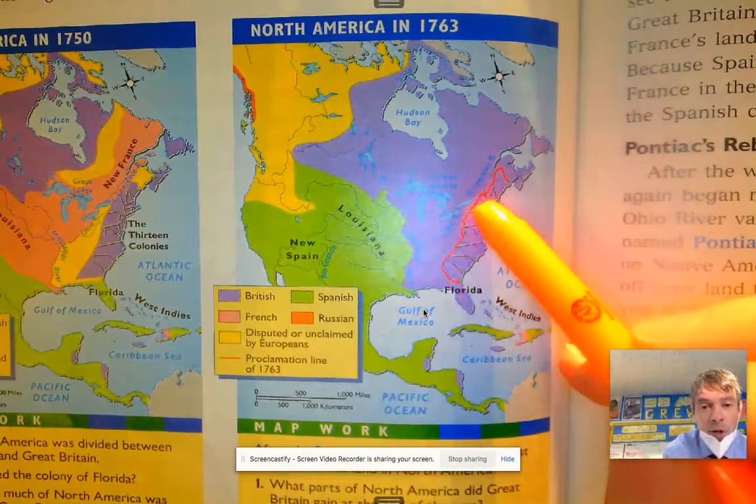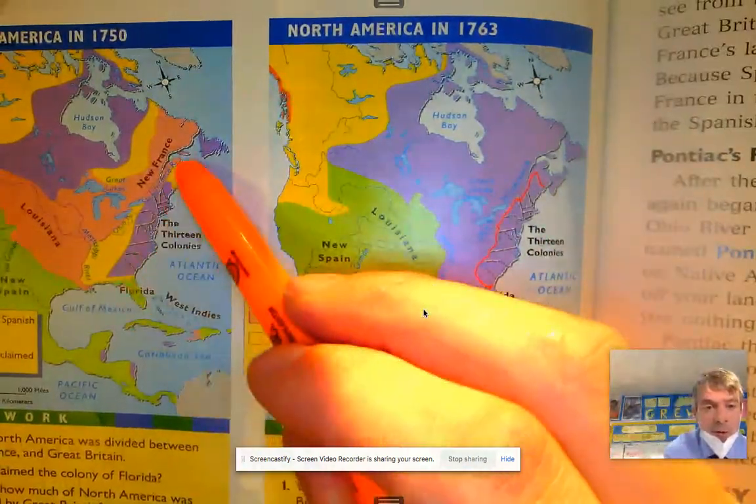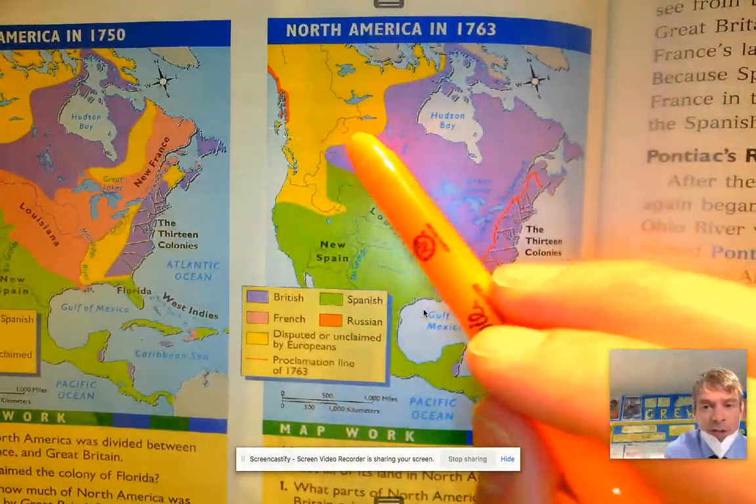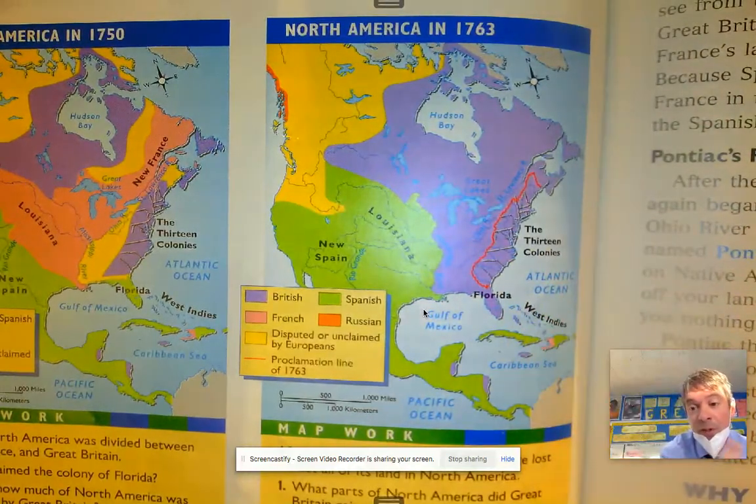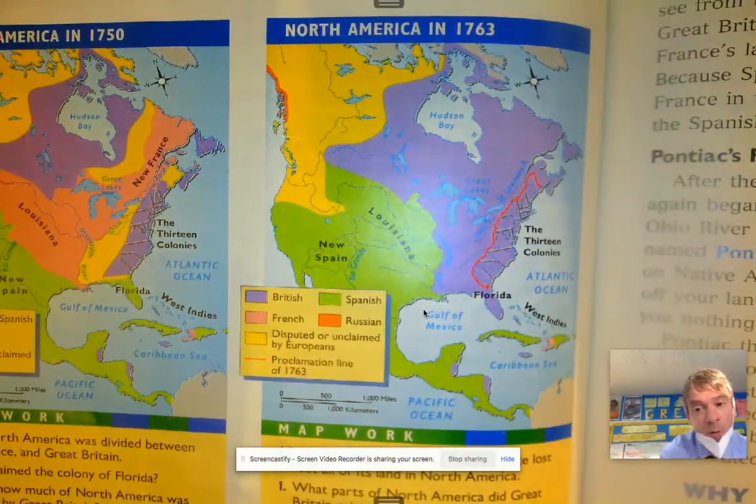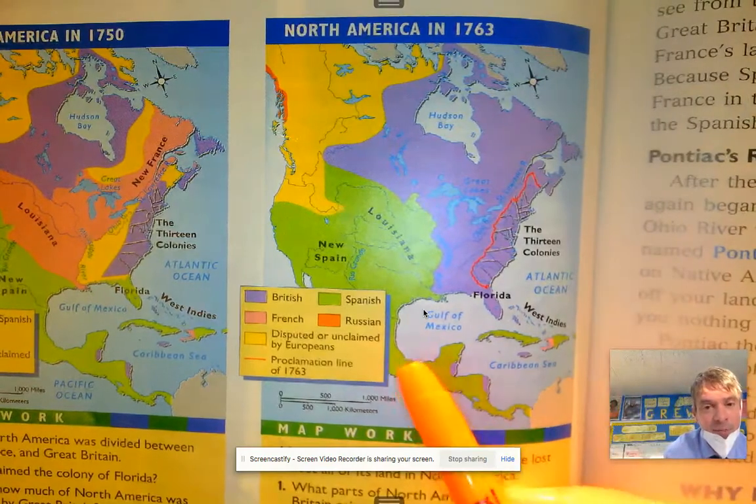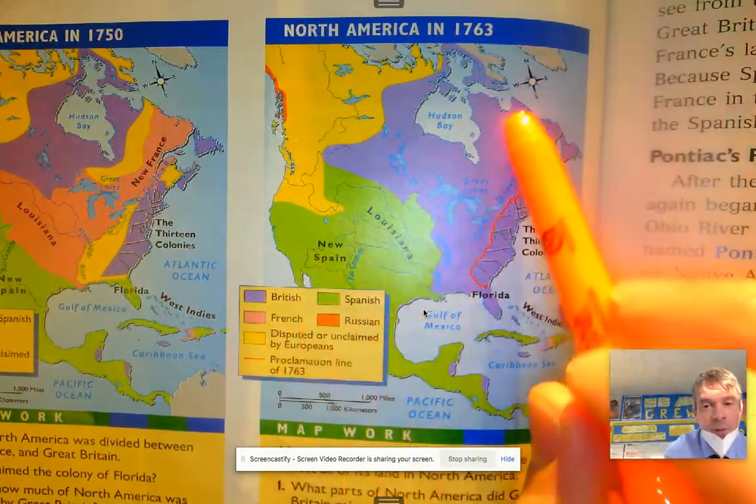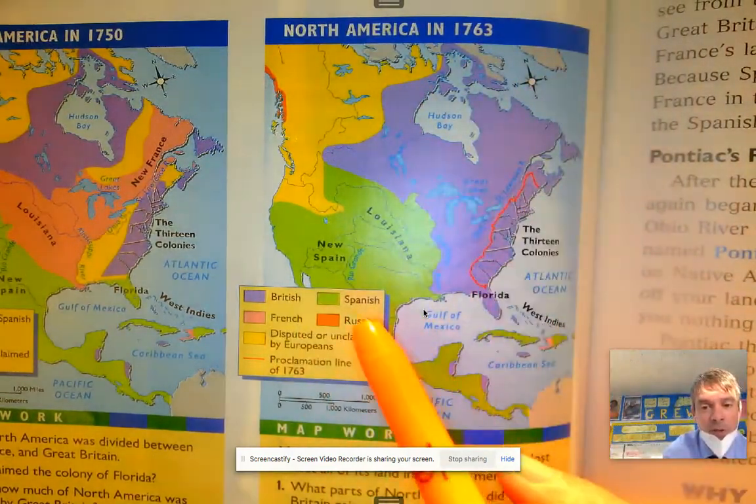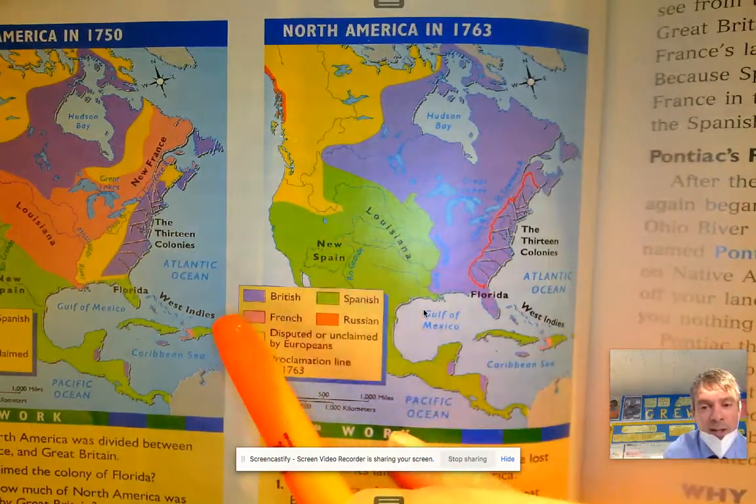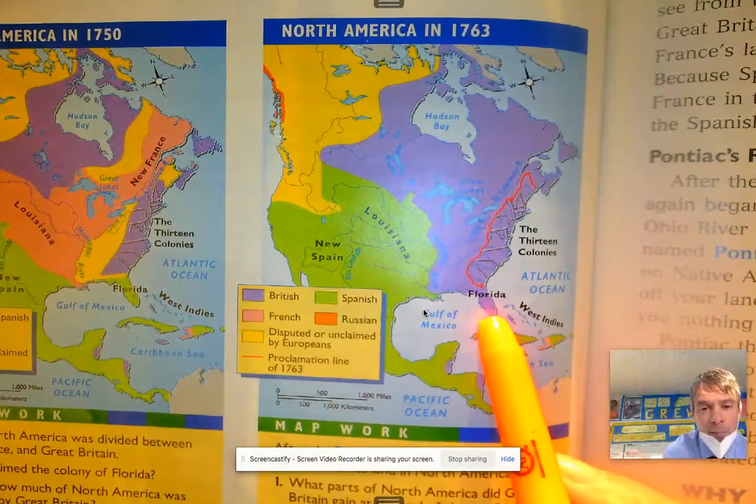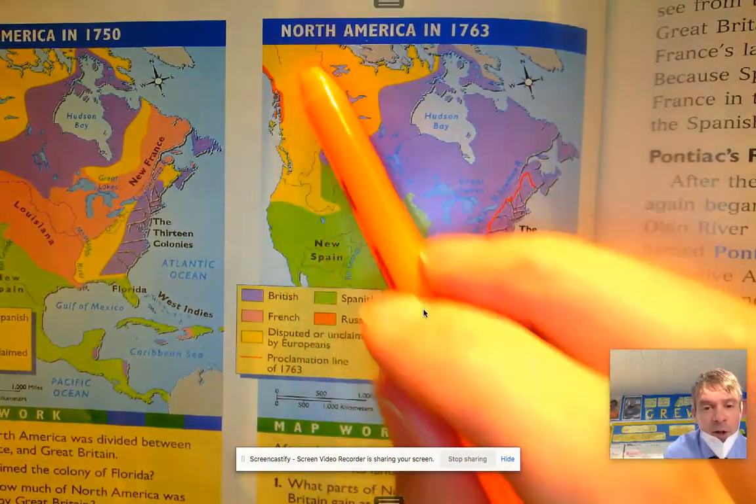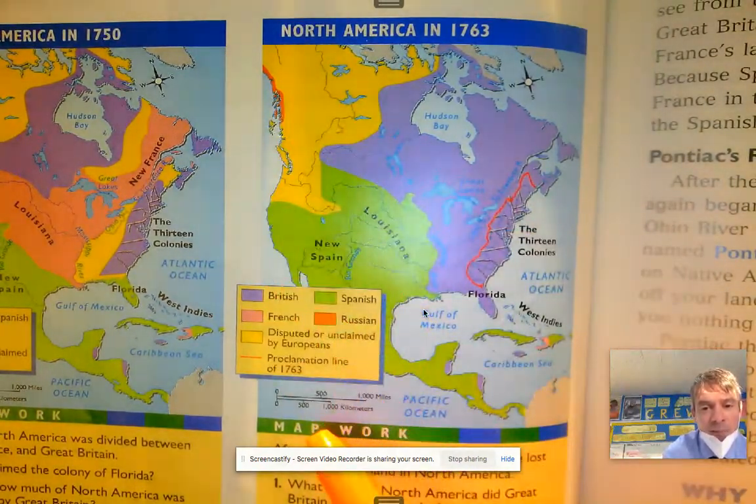But look, Britain went from having the 13 colonies to all of this land they claimed. And of course, this was Native Americans' land, but these 3 European countries were fighting over who could take it. So now you see British, all this purple, Spain controlling all this, and they gave up Florida. Notice Florida went from green to purple. And then some of this yellow was no one, they hadn't settled on it yet.